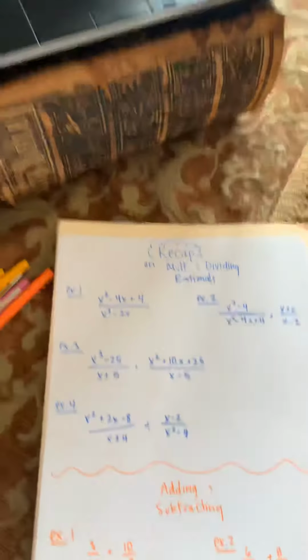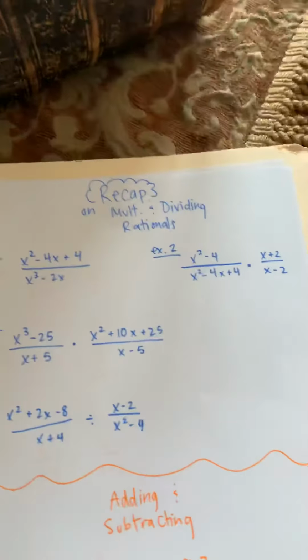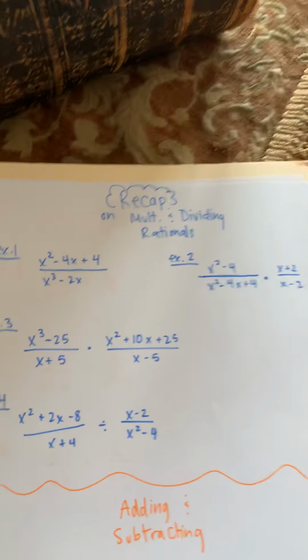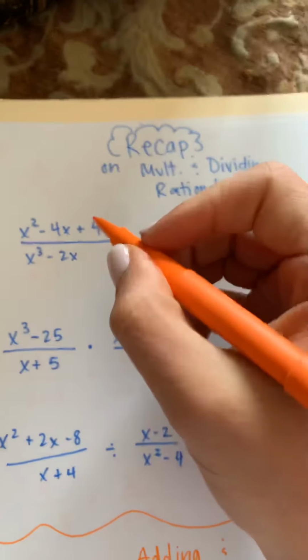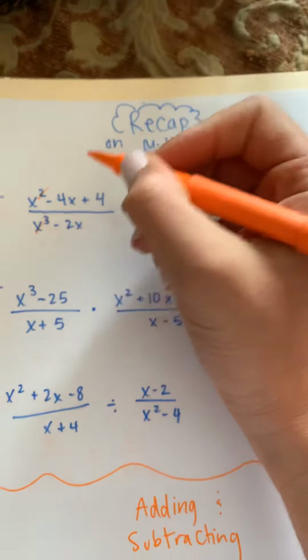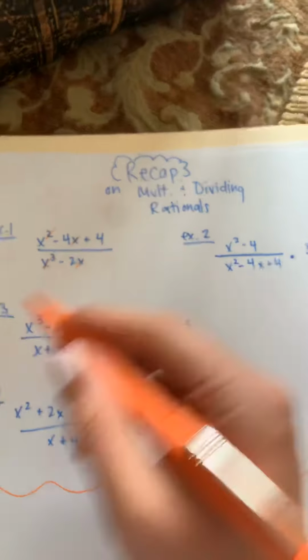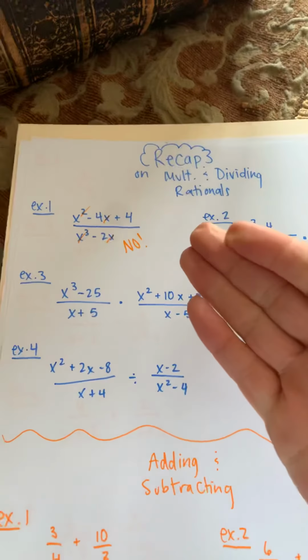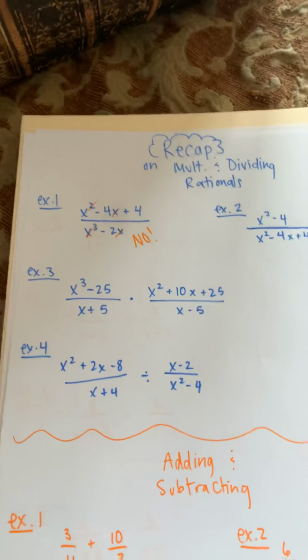So, anyway, okay. So, recap on multiplying and dividing rationals. So, you cannot just go like this. You cannot just cancel saying like, oh, x squared, x cubed, x and x. You cannot do that. No. What you have to do is you actually have to factor them. And then you can cancel the factors.